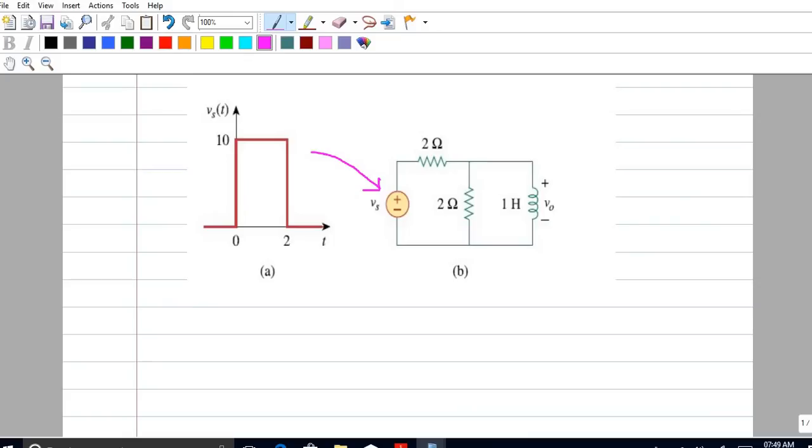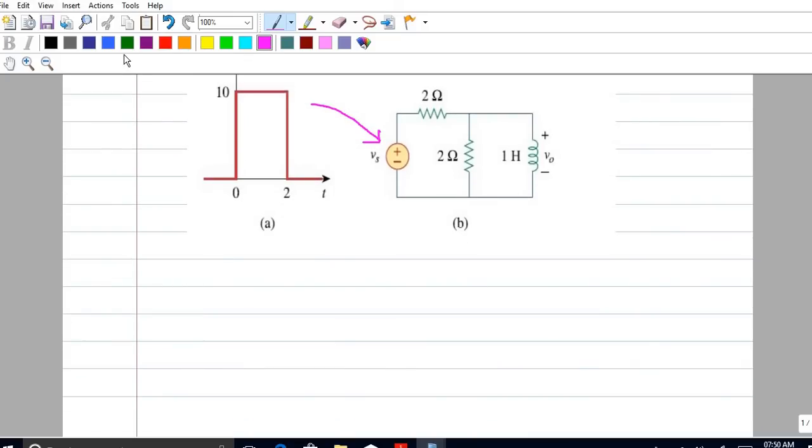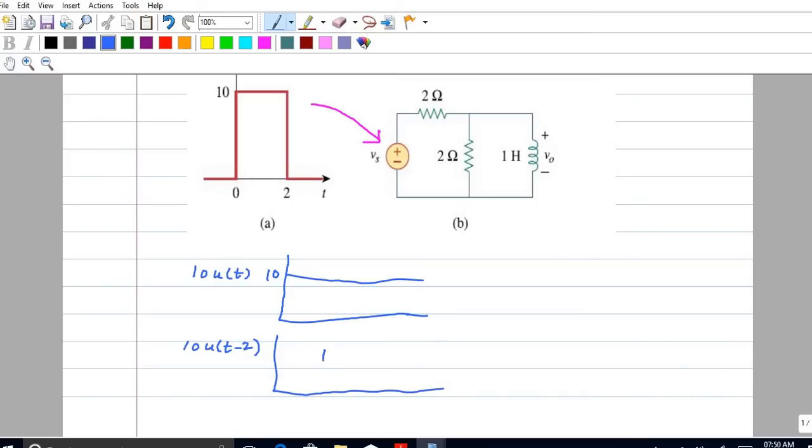So first let us analyze Vs of t. Let me draw 10 times u of t. It's something like this. U of t, the amplitude value is 10. This goes up to infinity. Let me draw 10 times u of t minus 2. This is the delayed step function. It starts at 2 and it goes up to infinity.